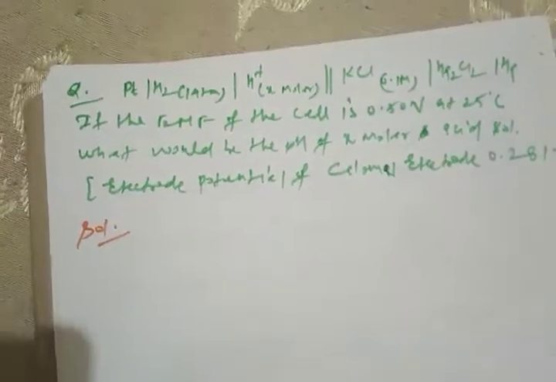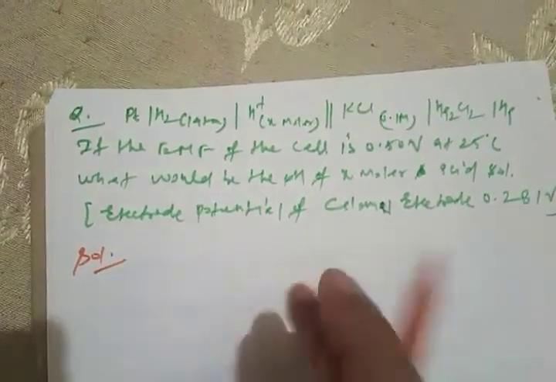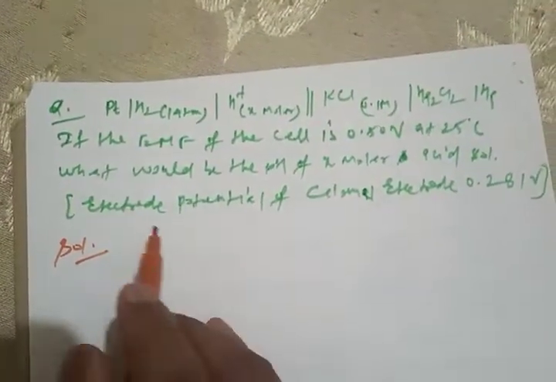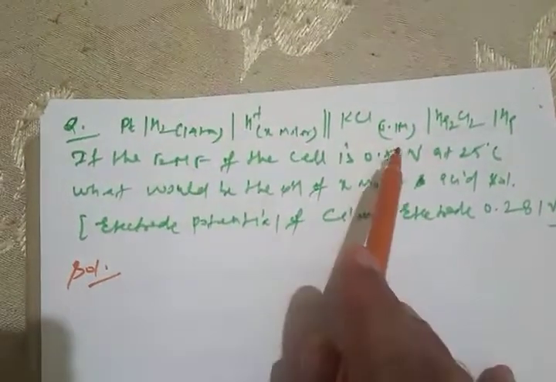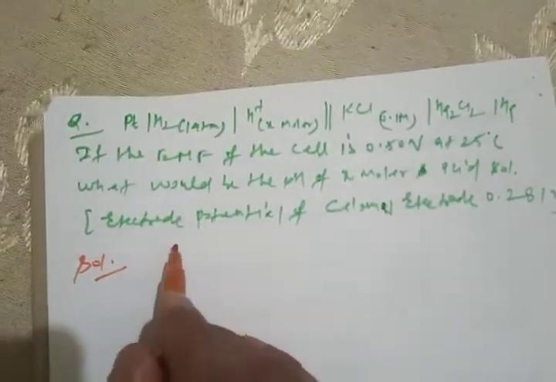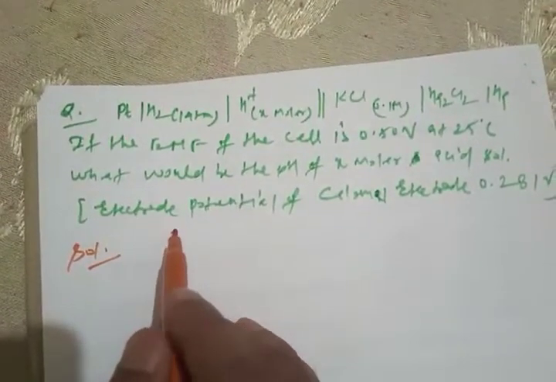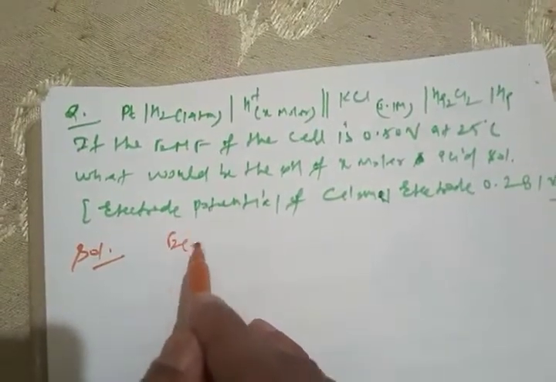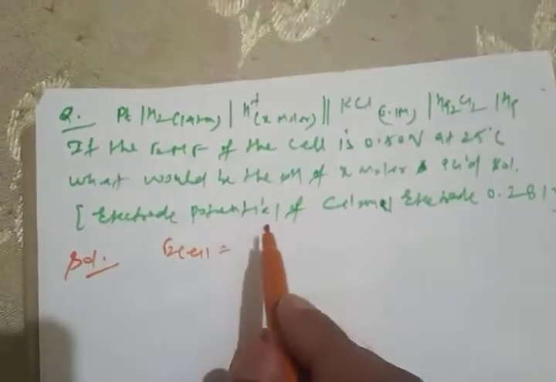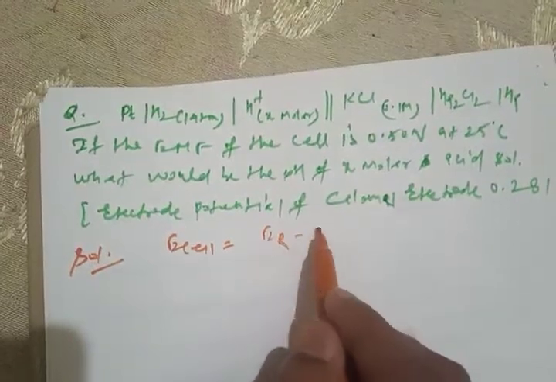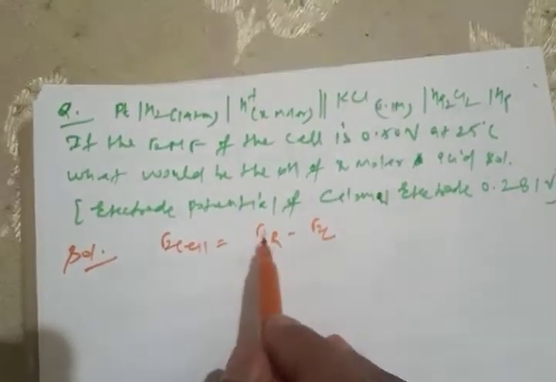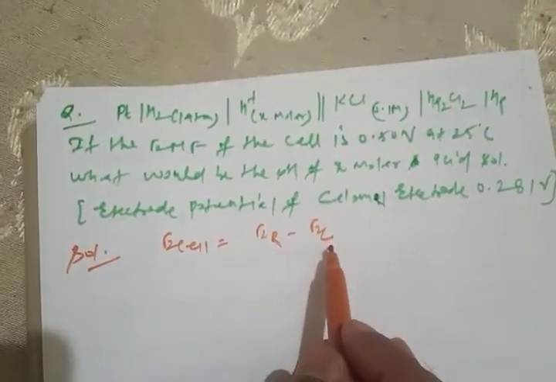Let's solve this. Very simple. First just look at the cell. So what is the EMF here? That means I'm talking about the E cell. Okay, so E cell is nothing but E R minus E L. That means the electrode potential at the right hand side and the electrode potential at the left hand side.